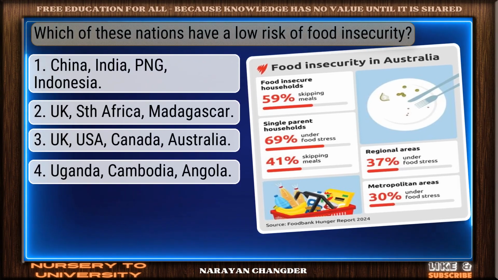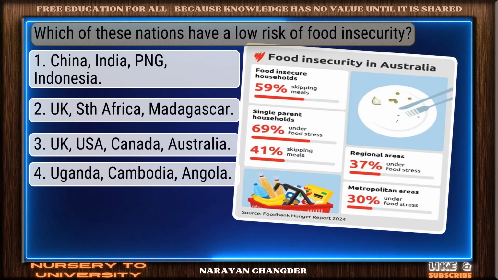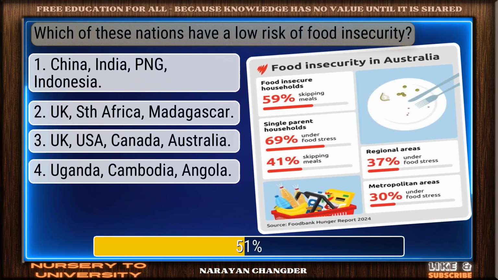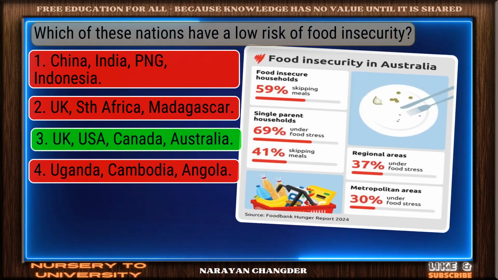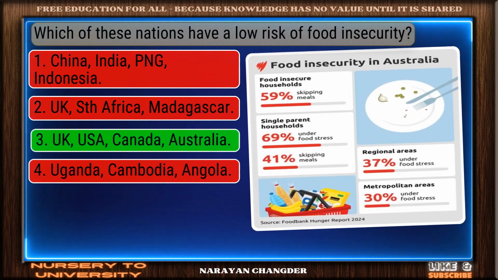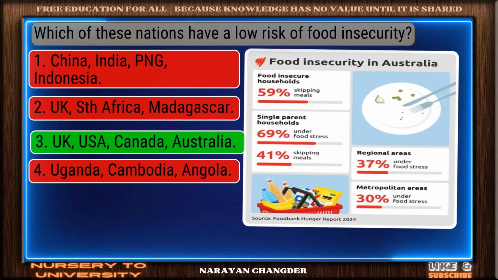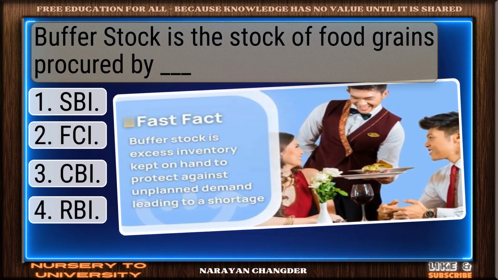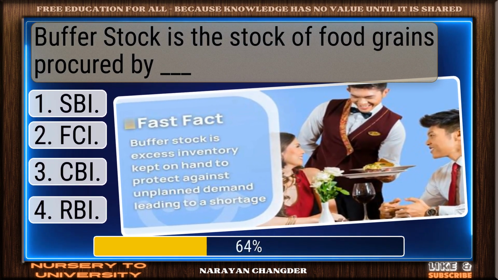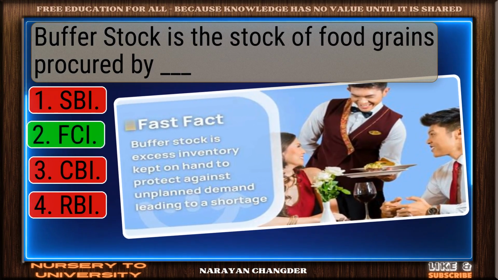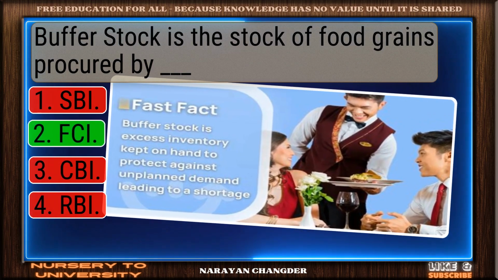Which of these nations have a low risk of food insecurity? Nice selection. UK, USA, Canada, Australia is the correct and valid answer. Buffer stock is the stock of food grains procured by dash. Well reasoned. FCI is the correct choice.